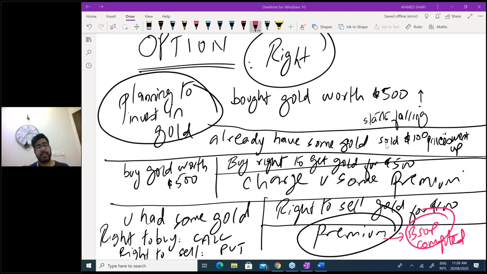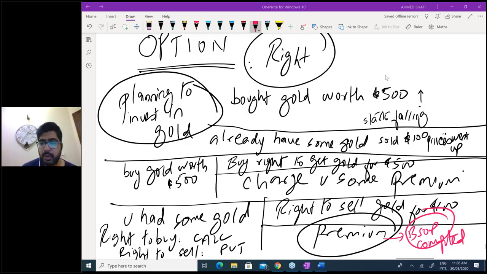Similarly, if you took a right to sell gold for $500 and prices went up, you took a right to sell for 500. Now the prices are 600. You can leave that right and sell it for 600. But if you took a right to sell for $500 and the prices went down, you should exercise that right so that you don't incur loss. Okay.